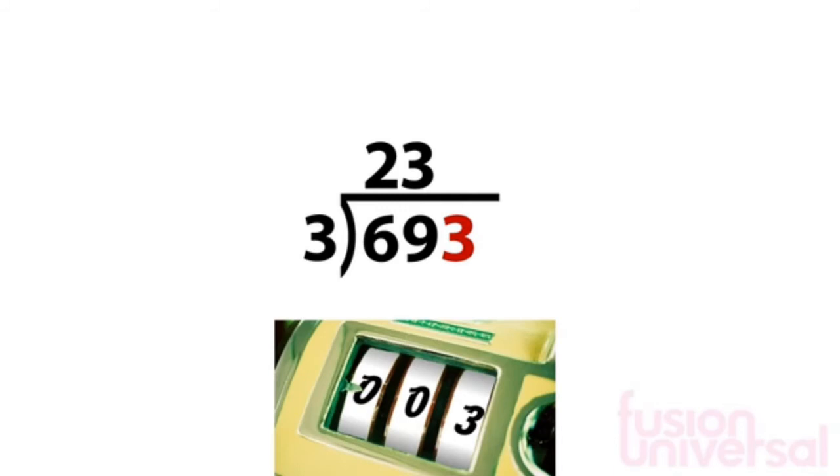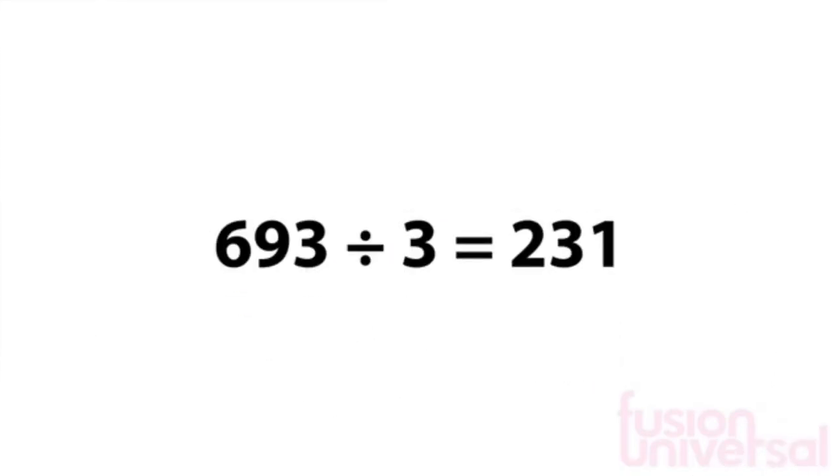Finally, we look at the units place value. We divide this 3 by 3. 3 goes into 3 once. We put 1 directly above the 3. Now if we read along the top, we have the answer, 231. By either method, we can work out that 693 divided by 3 is 231.